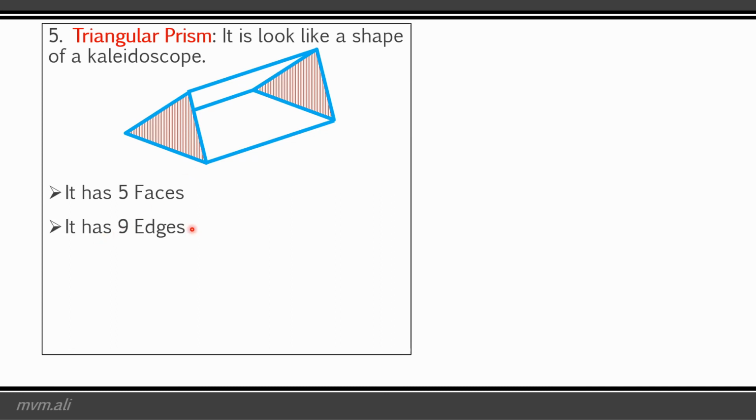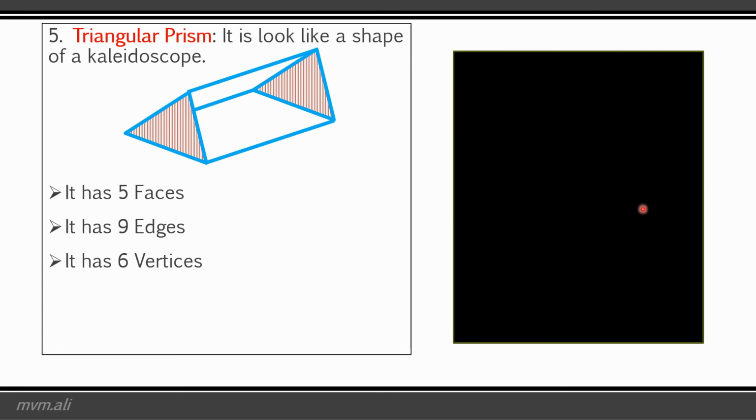It has 9 edges. You can count it. You can draw a plain triangular prism figure without shading so that you can easily count how many edges are there. And it has 6 vertices. Okay, 1, 2, 3, 4, 5 and 6.